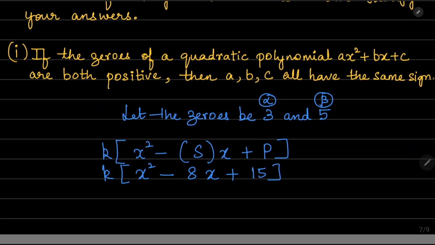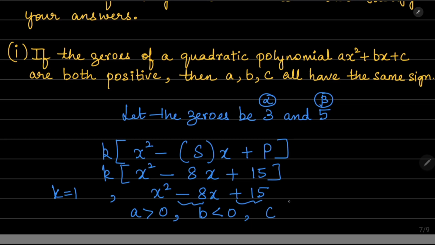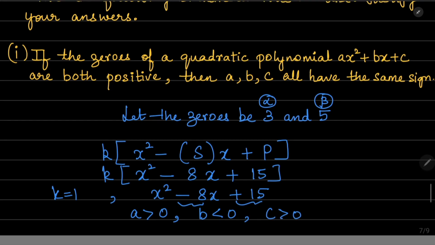So for k equal to 1, the quadratic polynomial is x square minus 8x plus 15. Here what is a? A is 1, which is greater than 0. What about b here? B is minus 8, so b is less than 0, or negative. And what about c? C is a positive value, so c is also greater than 0. However, a, b and c, all the three, are not of the same sign. B is of a negative sign.